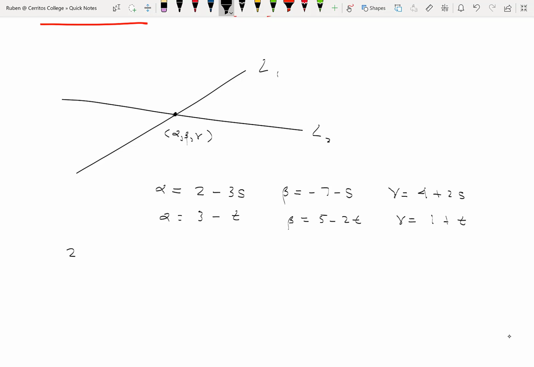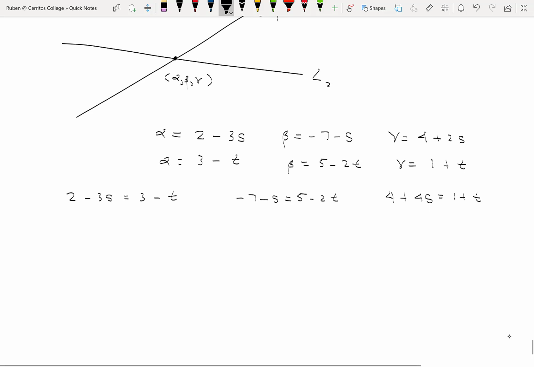So in this case, 2 minus 3s will equal 3 minus t. s and t could be very different. Negative 7 minus s equals 5 minus 2t. My s's and 5's look very similar. Sorry about that. 4 plus 2 times s equals 1 plus t. And these three equations need to be solved for both s and t. Now we have three equations and we have only two unknowns.